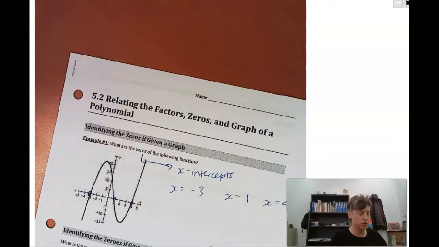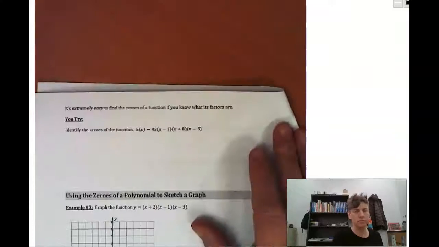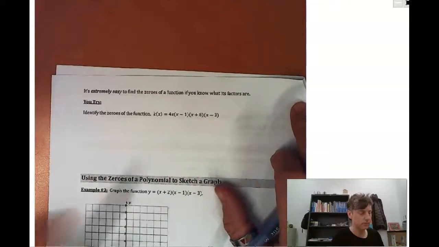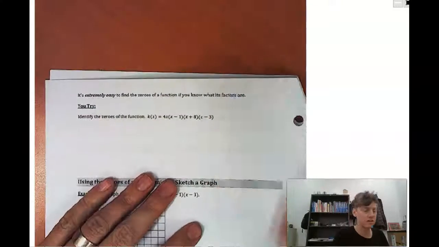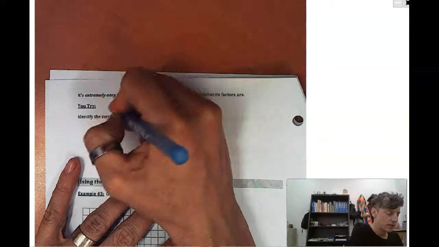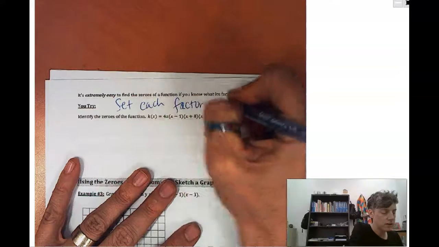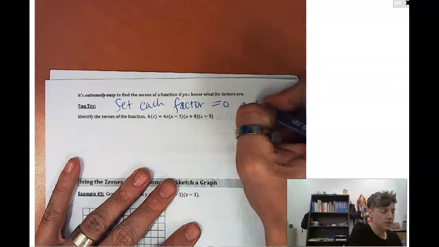Now it is super duper easy to find the zeros of a function if it's already been factored. You're just going to set each of the factors equal to 0 and solve. Set each factor equal to 0 and solve.